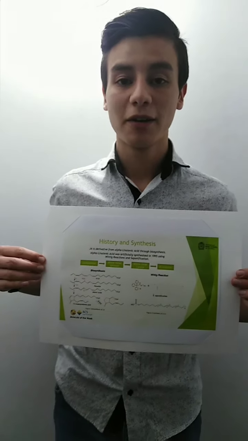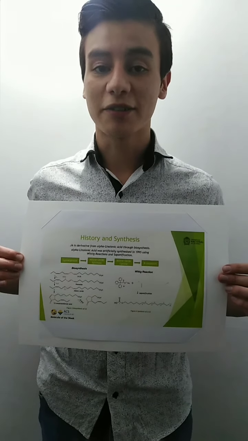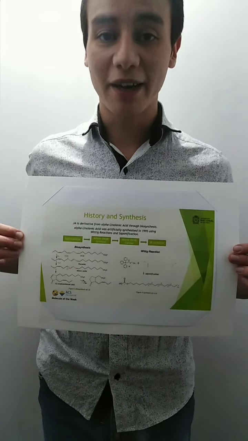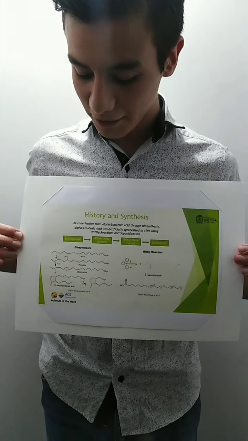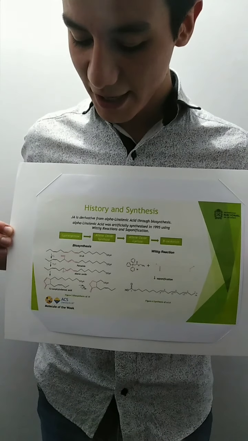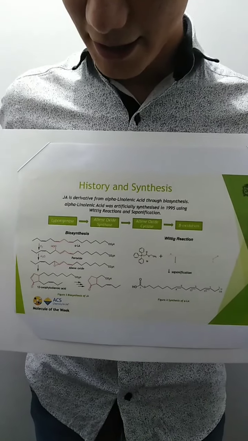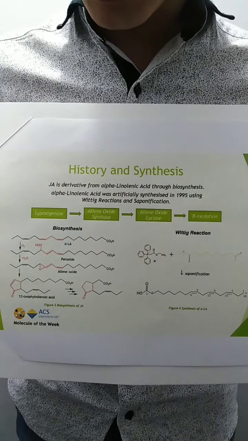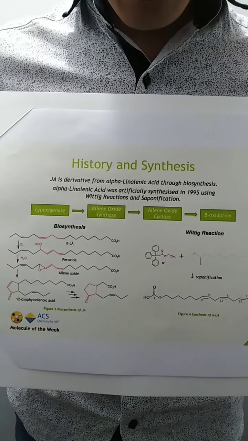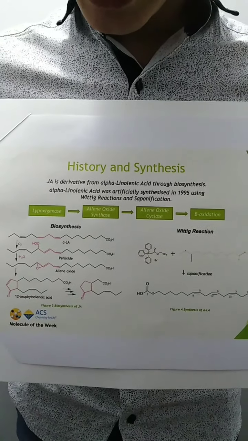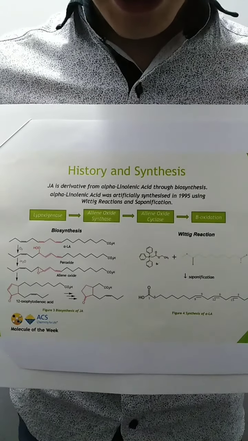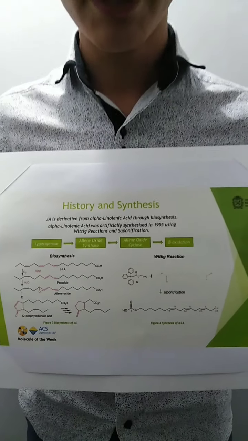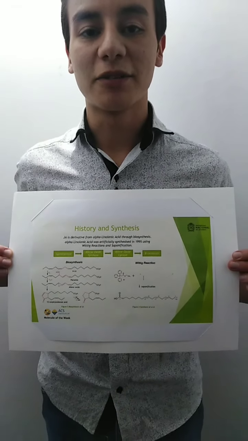Now we have to analyze the synthesis of the jasmonic acid. First of all, we have to take into account that the jasmonic acid is produced by a process of biosynthesis, which starts with the alpha-linolenic acid, which suffers an oxidation by the lipoxygenase to turn into a peroxide. Then that molecule, in the presence of the allene oxide synthase, turns into the allene oxide. After being catalyzed by the allene oxide cyclase, it turns into the 12-oxophytodienoic acid, which finally suffers processes of reduction to arrive at the jasmonic acid.